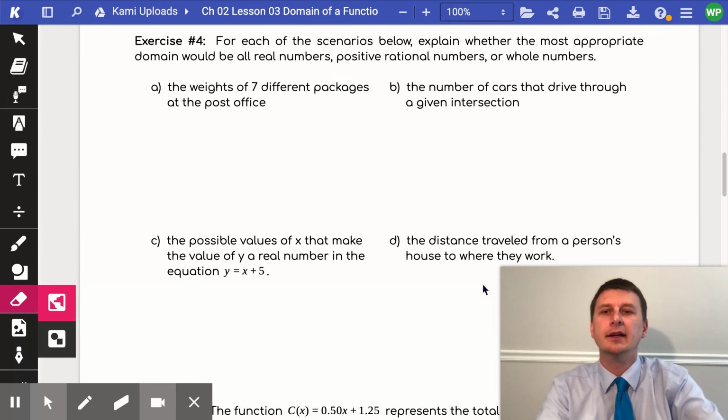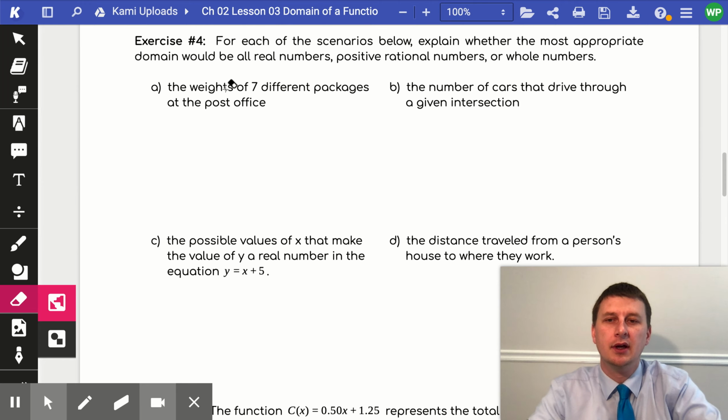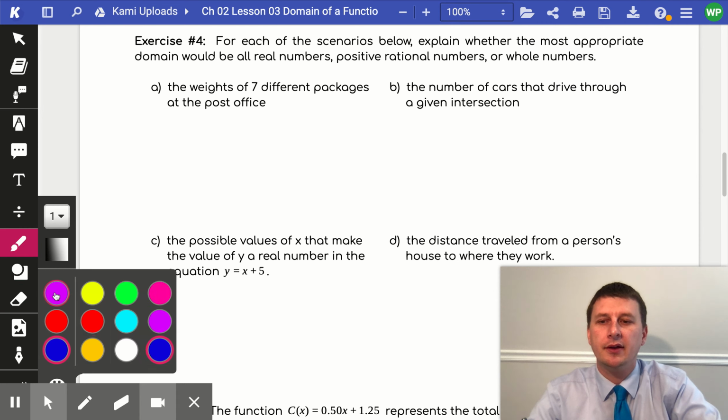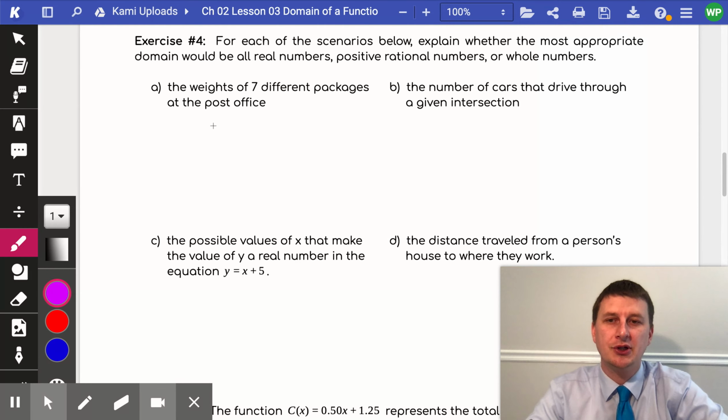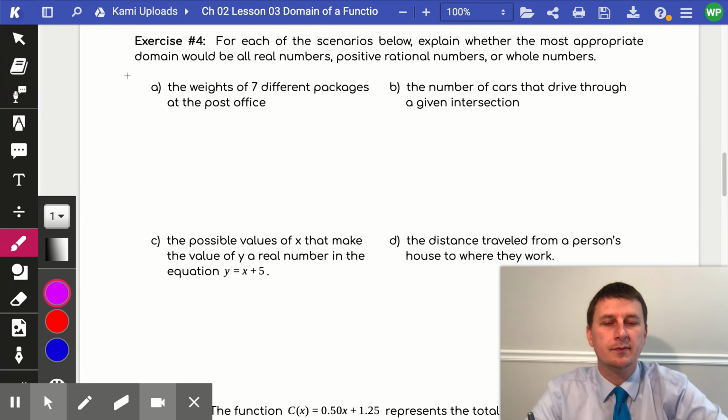So in part A, it says the weights of 7 different packages at the post office. So we are measuring here the weight of these packages. So how can we measure weight is what this question is asking. We're going to weigh 7 different items. And what could those weights be? Could they be all real numbers? Could they be positive rational numbers? Or could they only be whole numbers?